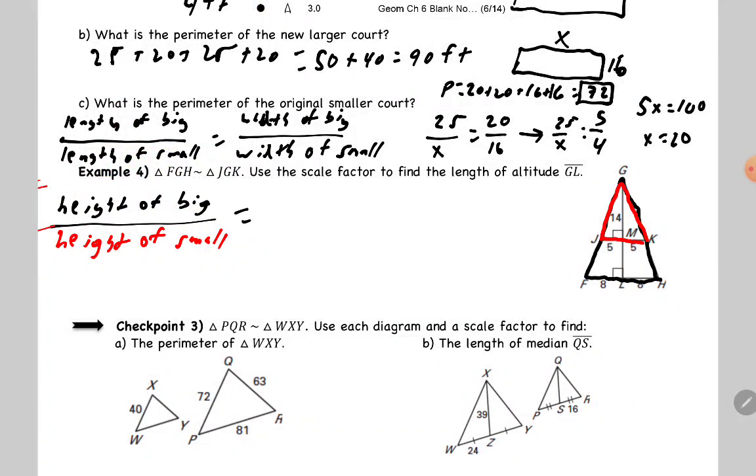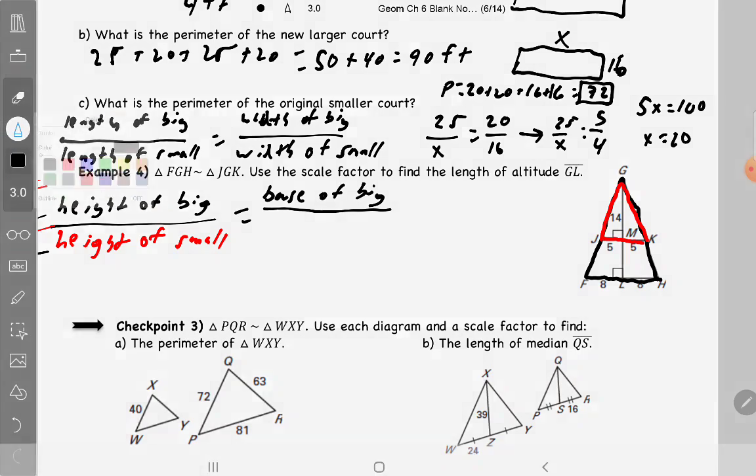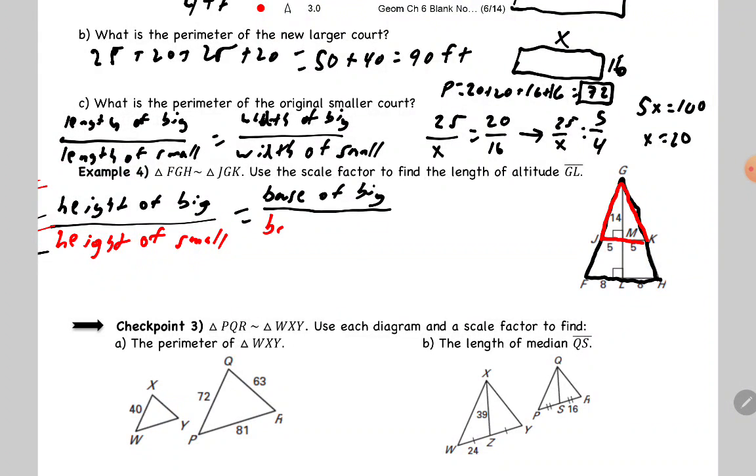Equals, so we're going to use two sides that we know of. We do know the size of the base there. So I'm just going to say the length of the base of the big. The base of the big here is 8 plus 8, which is 16. And the base of the small.